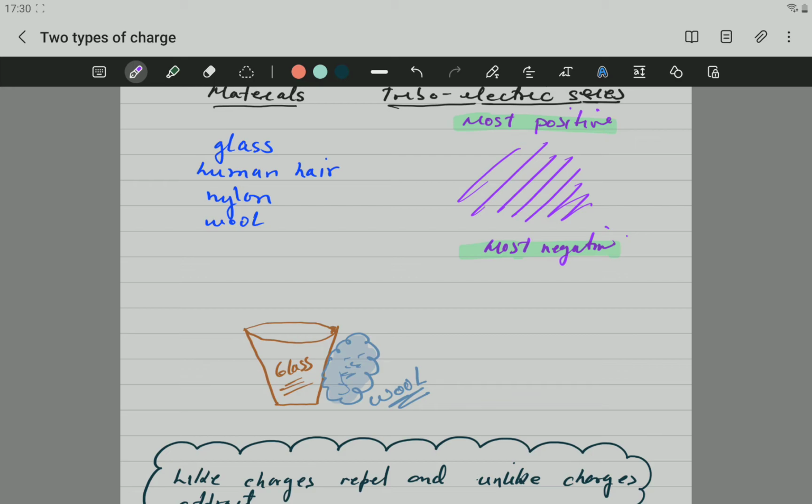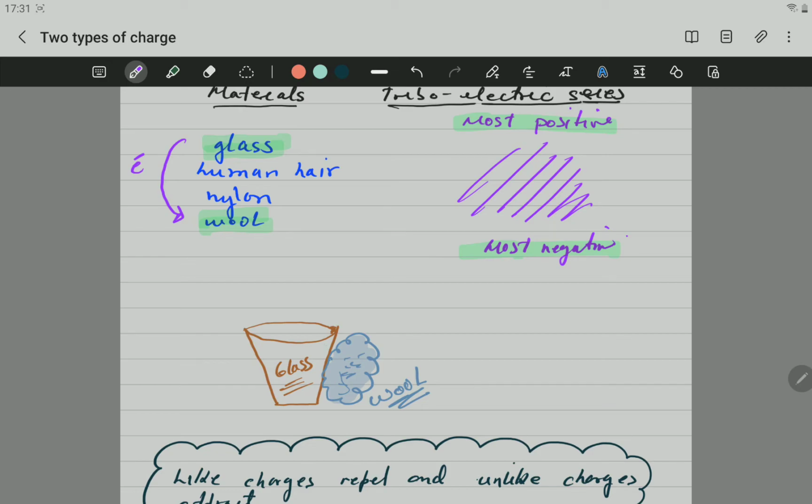The more positive will be positive and the more negative will be negative. Therefore, the one that is more positive will give the electrons to the one that is more negative. In this case, you can see that glass is on top here and the wool is at the bottom. So electrons will be moving from glass to wool.